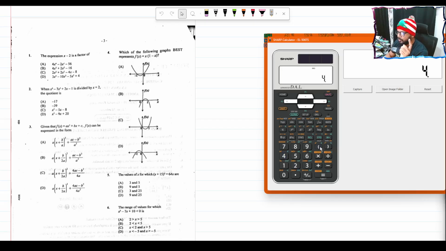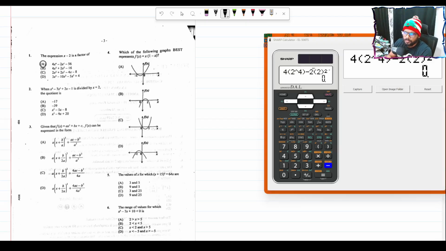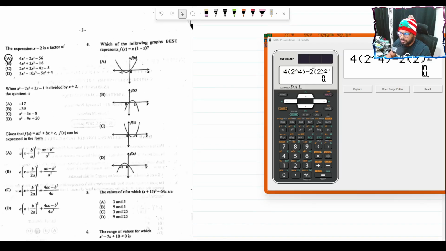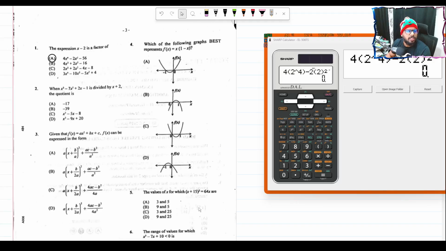So we have 4 into 2 to the power 4, take away 2 into 2 squared, take away 56. It does work for A, so A is the answer. Let me see if I can make this a bit bigger for us to see what's going on. I think, yeah, that's working.